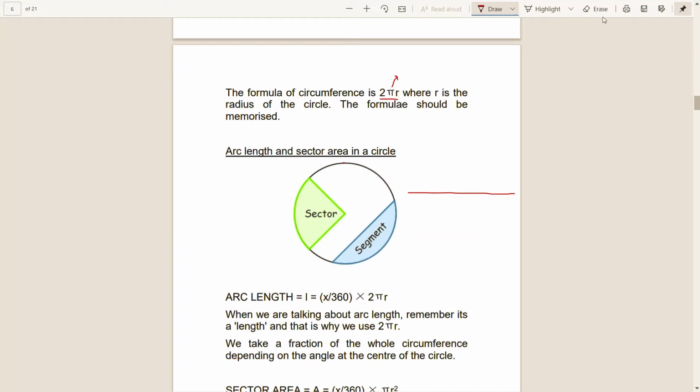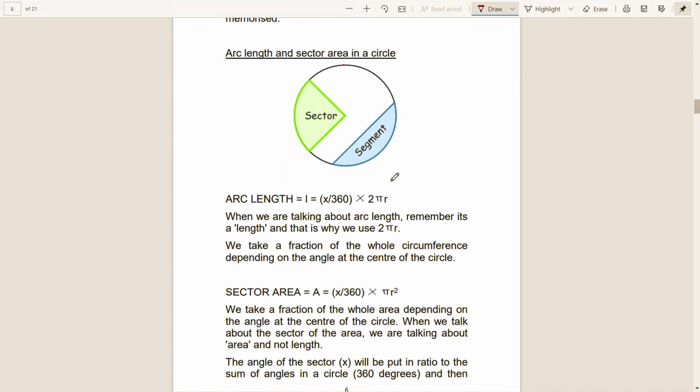Now the next thing that we are going to study after the circumference is very, very important. That is arc length and sector area. These two are very, very important. I'm highlighting these two. Arc length and sector area in a circle. Let's study this diagram again. For example, this is a circle. This part outlined by dark green color is the sector. That is a part of a circle, right?